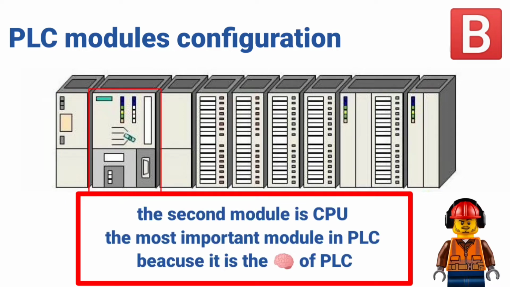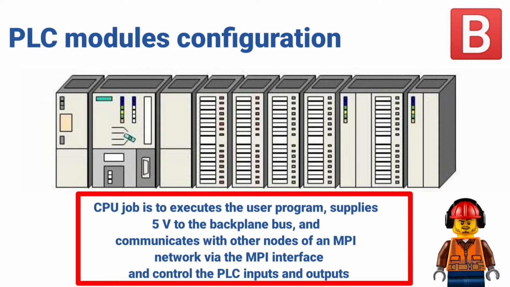The second module is CPU, the most important module in PLC because it is the brain of the PLC. Its job is to execute the user program, supply 5 volts to the backplane bus, and communicate with other nodes of an MPI network via the MPI interface and control the PLC input and output.